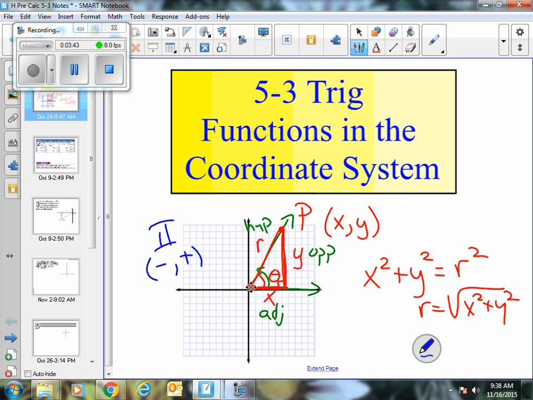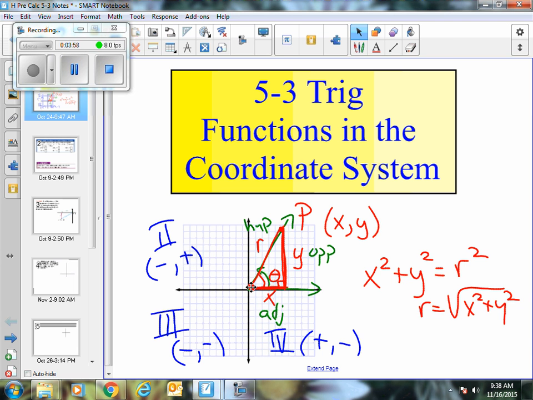So that's going to change some signs of our ratios. So we actually can have positive or negative trig ratios because we have that direction idea. In quadrant 3, they'd both be negative. And in quadrant 4, just the y is negative. So as we move from quadrant to quadrant, the positives and negatives change. So it's really important to keep track of where we're located.